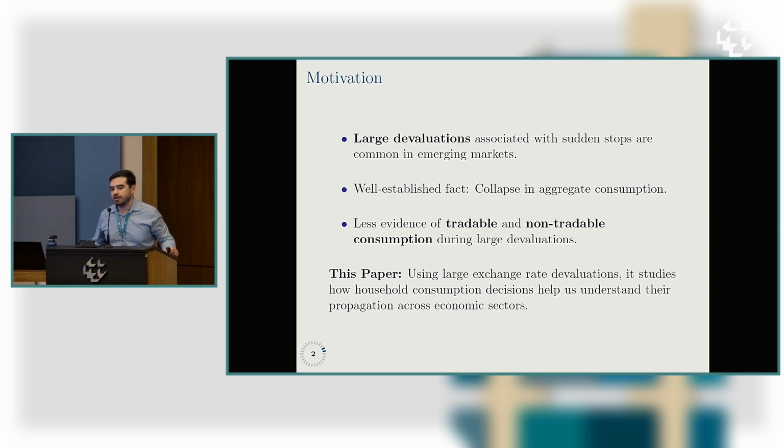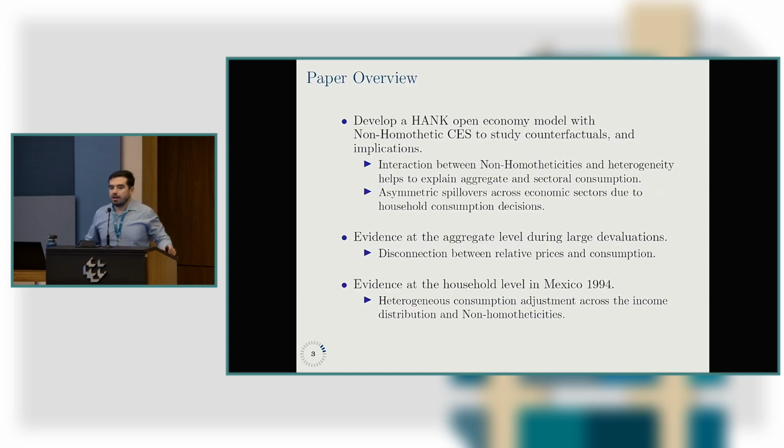Using large exchange rate devaluations, this paper studies how household consumption decisions help us understand their propagation across economic sectors. Let me give you a brief overview of the paper. The paper has two main parts. The first one is a theoretical part, and then I will present a more empirical part.